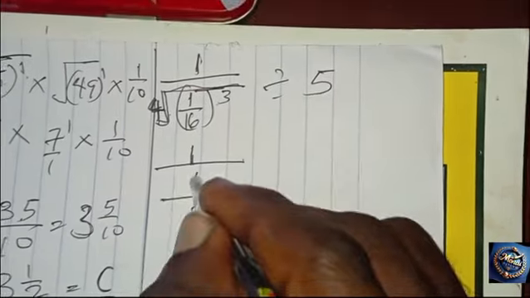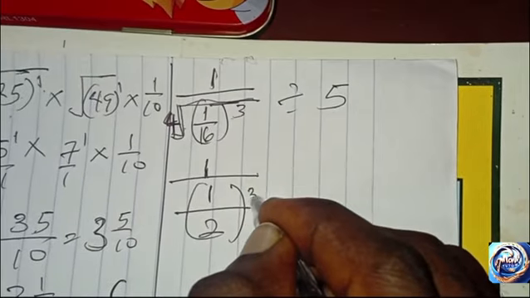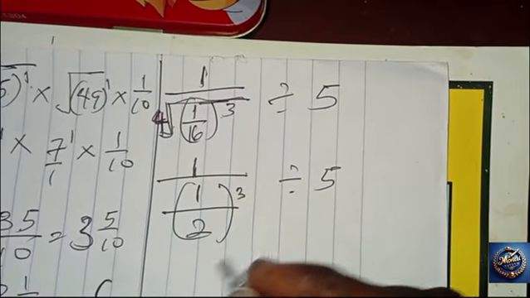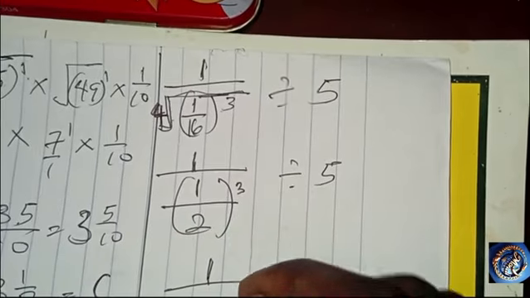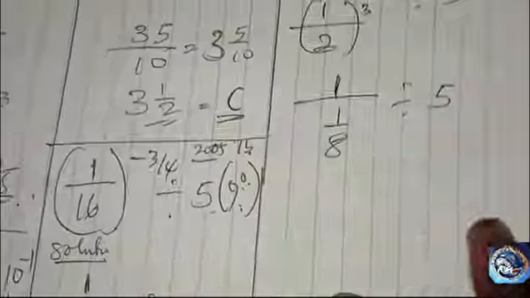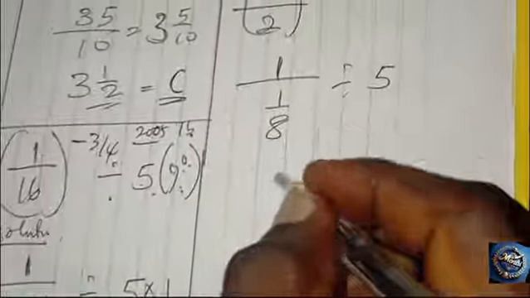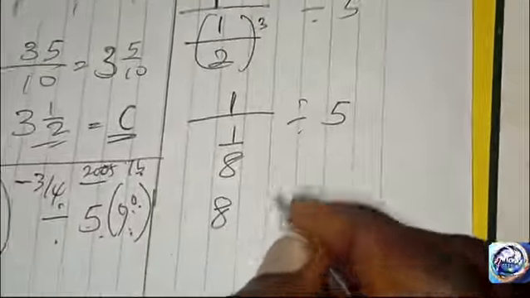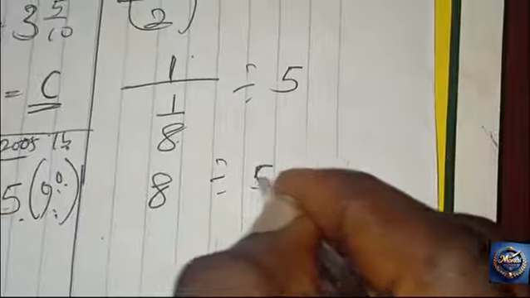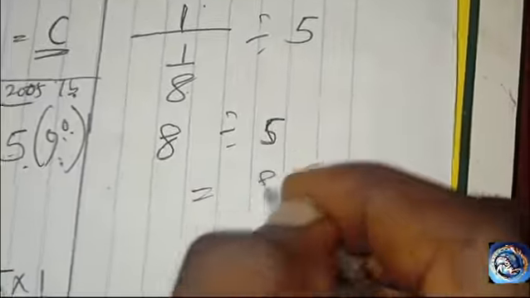So 1 over 2. This one will now be raised to the power of 3 divided by 5. So what we have here is 1 all over 8 divided by 5. Then I have 8 divided by 5, because by the time you say 1 divided by 1 over 8, it becomes 8 divided by 1. So I have 8 divided by 5. So that's going to give me 8 all over 5.